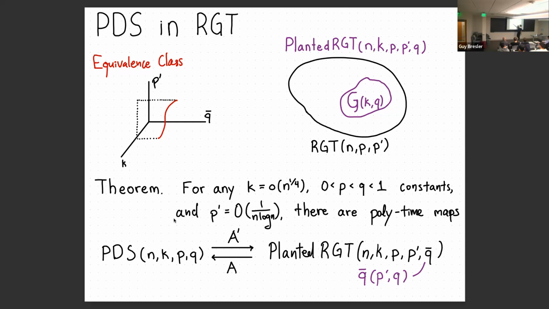So as we think about these problems parameterized by K, Q, and P prime, and we vary P prime, there's a whole one-dimensional parameterized family of problems that are strongly equivalent to the original problem with P prime equal to 0.